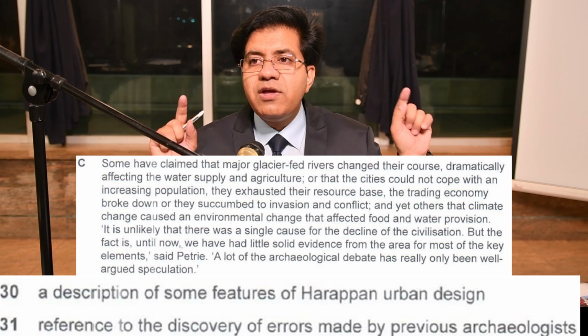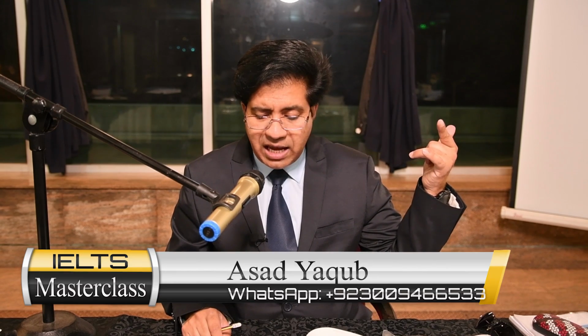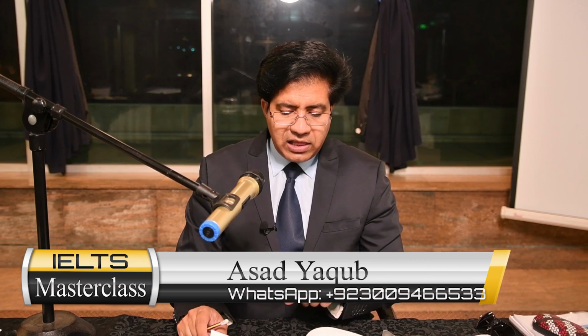Whenever you have to write A, B, C, D, use capital letters all the time. Never use small letters for that. So you will write the answers like 27 capital C, 28 capital H, 29 capital A, 30 capital B and 31 capital D. Okay.